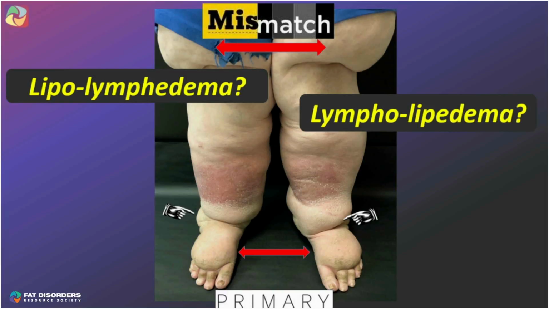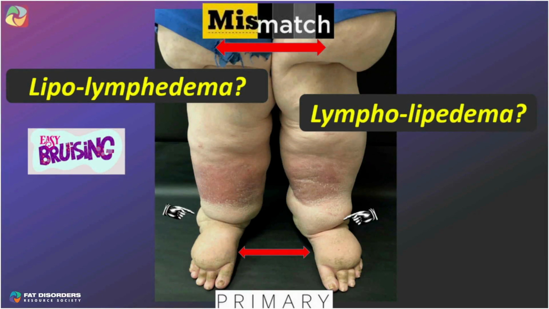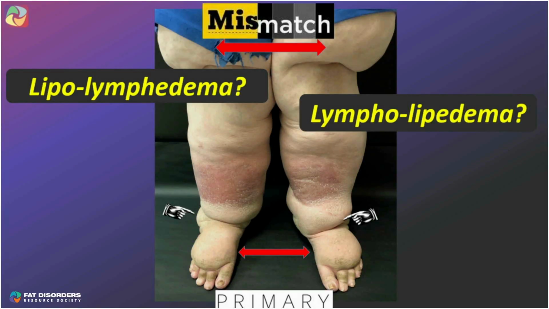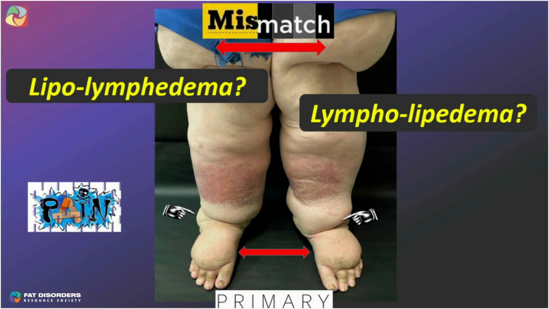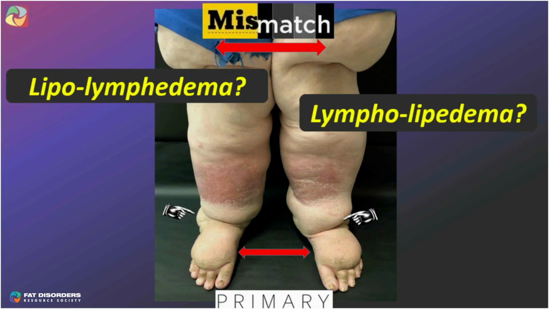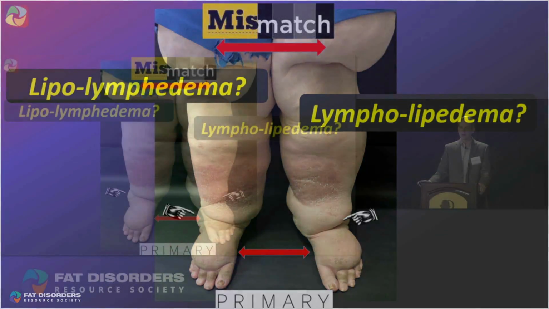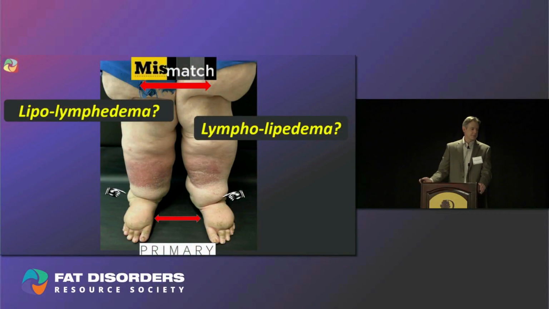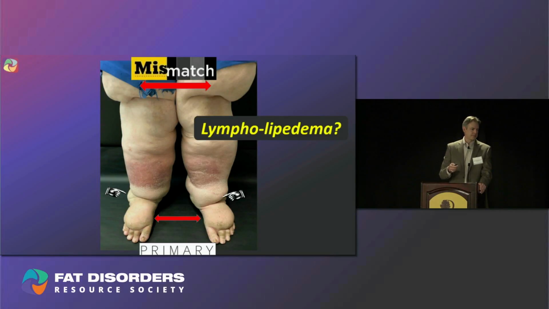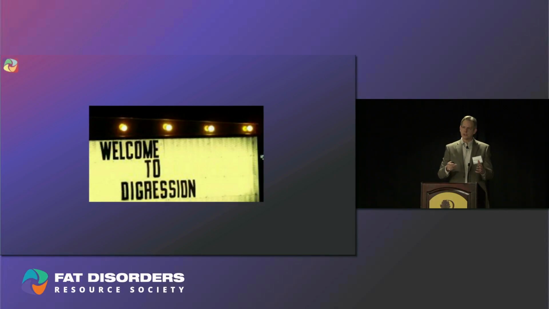And one way I do this is by asking, do they have the characteristic features of lipedema, such as easy bruising? This patient had no easy bruising. Do they have significant pain or cutaneous hypersensitivity? This patient did not have that outside of bouts of cellulitis. So this patient actually had primary lymphedema with secondary lipedema or just excess fat deposition. Very interesting case. I'm just going to digress a little bit here about this secondary fat deposition.